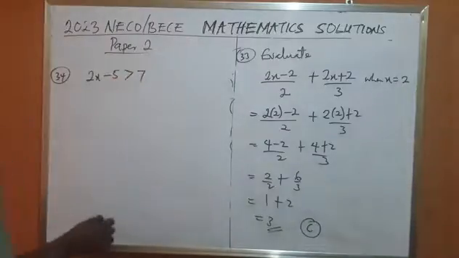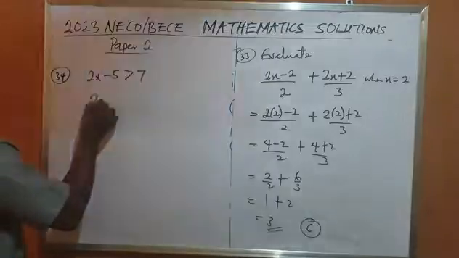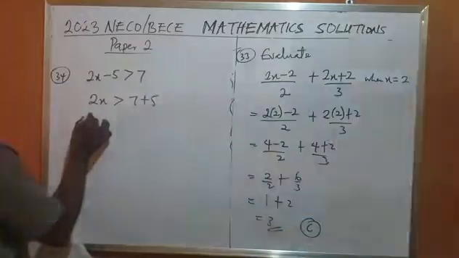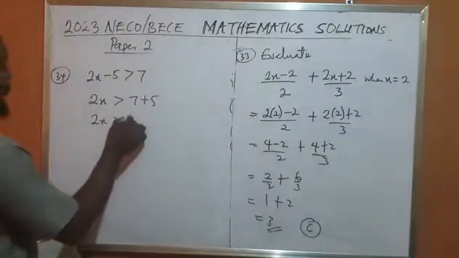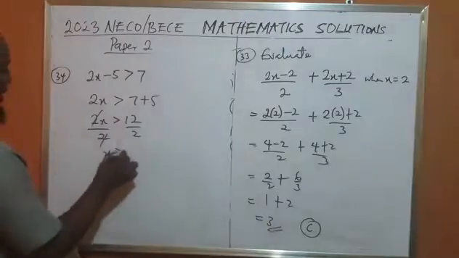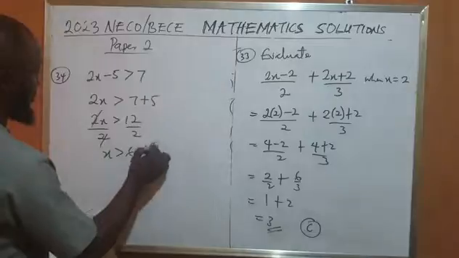This is an inequality, so we solve it the way we solve normal equations. This will give us 2x greater than 7 plus 5. So that will be what? 2x greater than 12. Divide both sides by 2. So therefore x is greater than what? 6. And that is option E here, right?